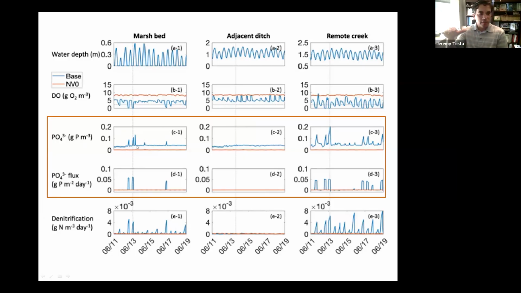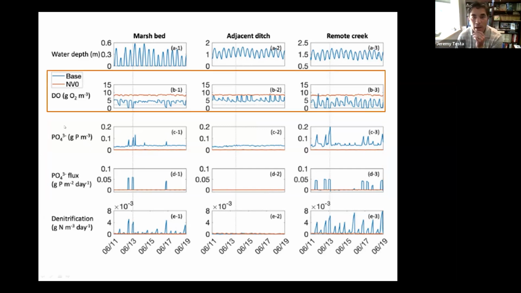So there's a lot more phosphate, and there's phosphate flux when the marshes are there. And so it suggests that the marshes are sort of accumulating particulate phosphorus, and it's getting released, and maybe being exported from the marsh. And that's consistent with what the simple box model actually showed.